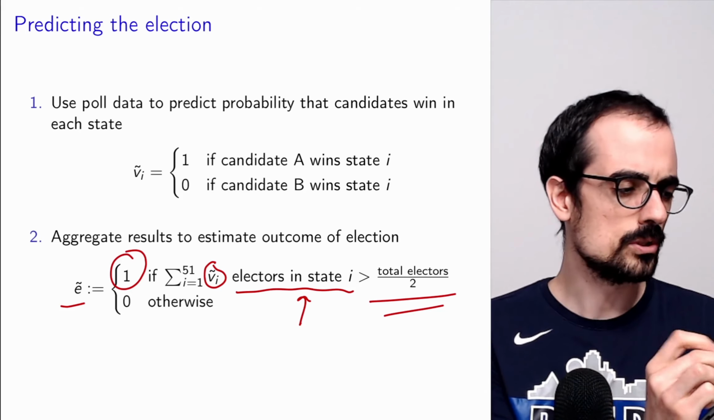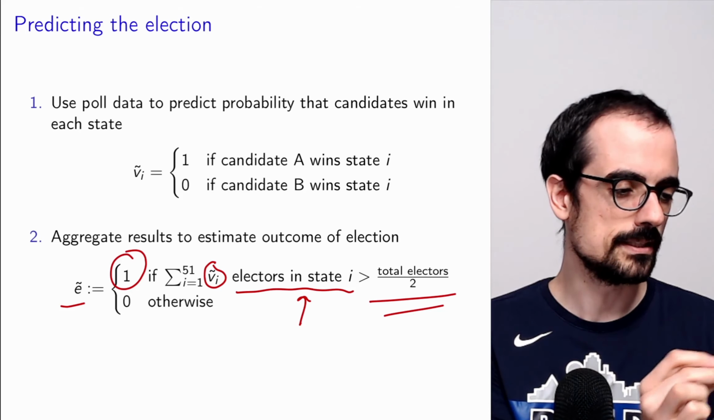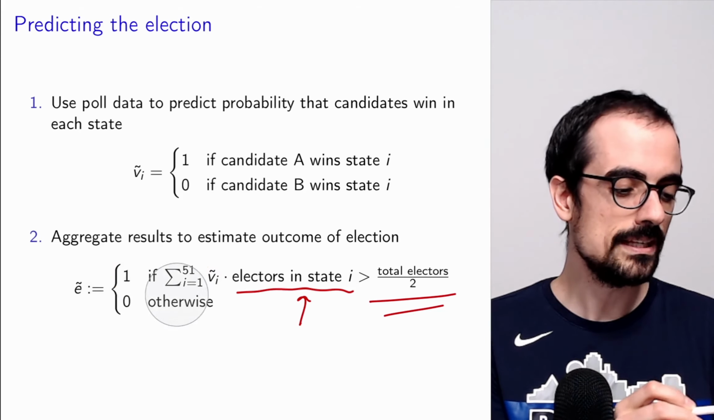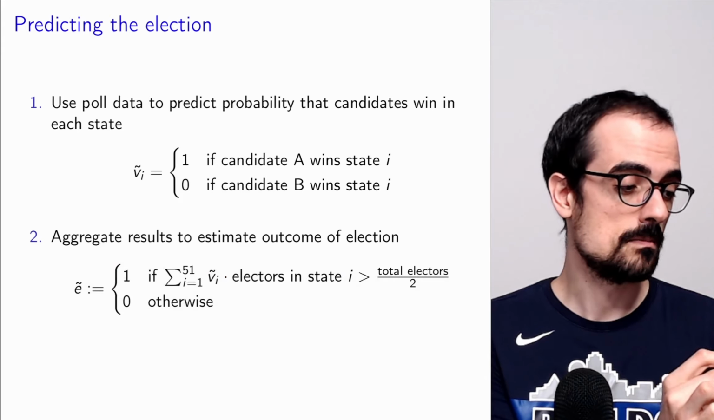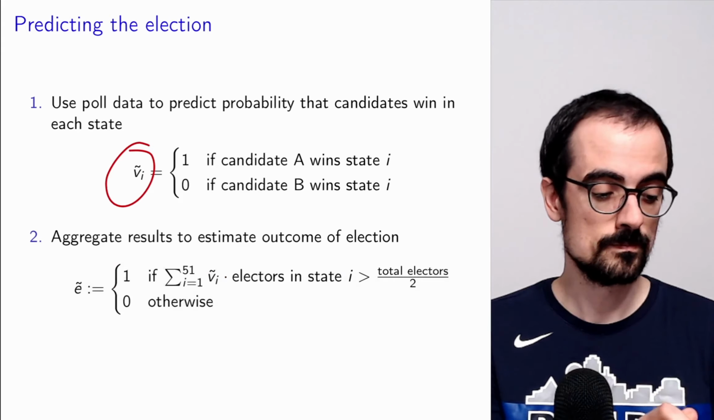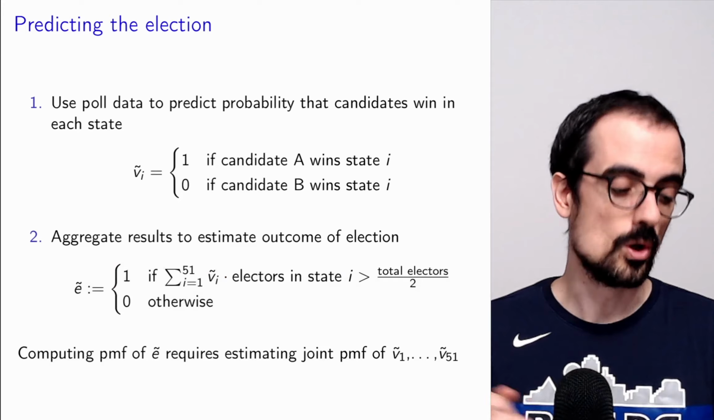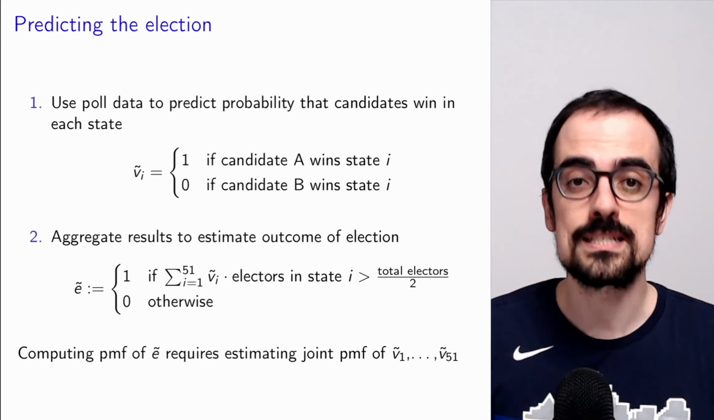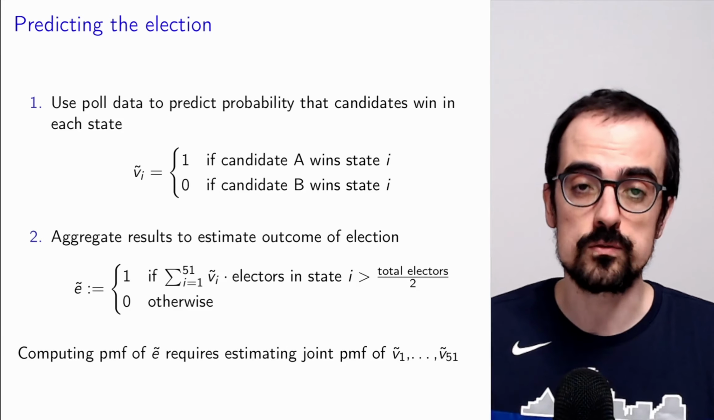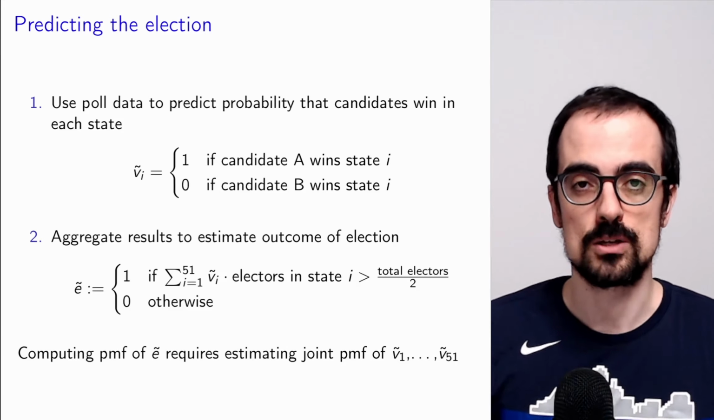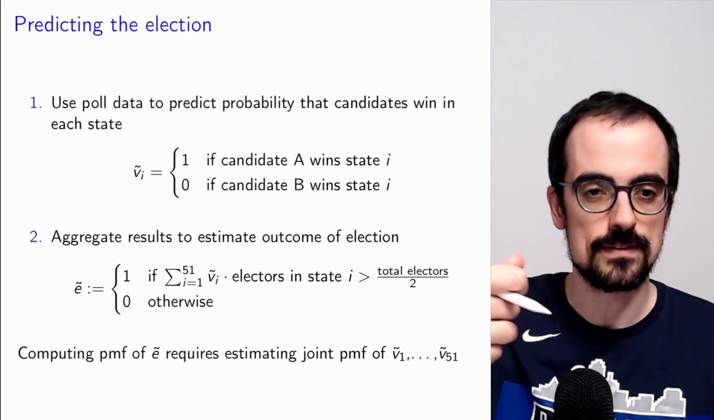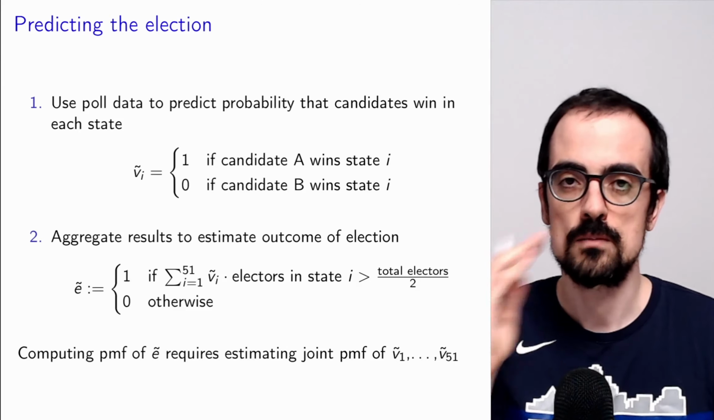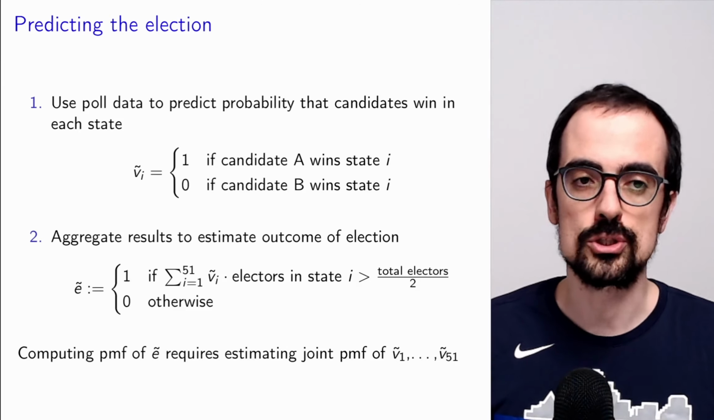How can we compute this probability that we're interested in? Well, we need the joint PMF of these variables. Computing the PMF of the outcome of the election requires estimating the joint PMF of what happens in each state, because that's what we're going to multiply times the number of electors to see what's the probability that more than half of the electors will choose candidate A.